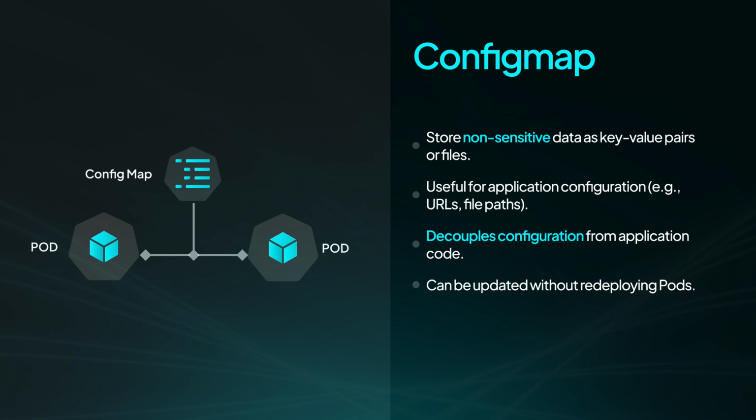The main benefit here is that a config map decouples configuration from your application code. This means your application image remains generic and you can apply different configuration to it depending on the environment or specific deployment needs. Crucially, config maps can be updated without redeploying pods. If you need to change a configuration value, you can update the config map and the pods consuming it will often pick up the changes without needing to be restarted, making updates much more efficient. Config maps provide a flexible and efficient way to manage configuration data for your applications in Kubernetes.